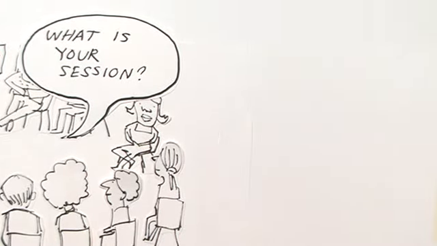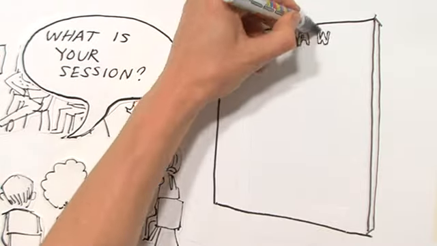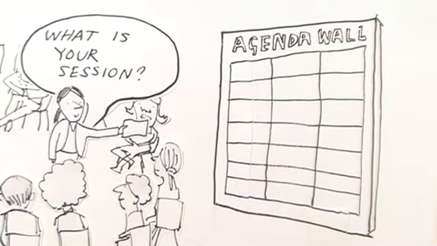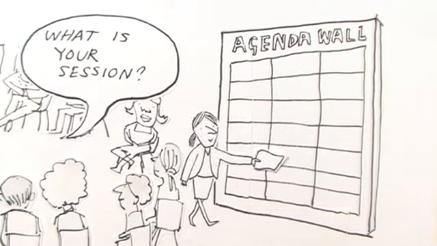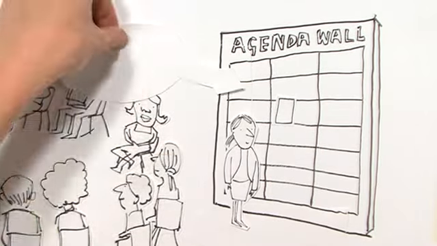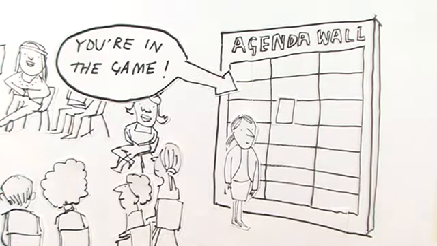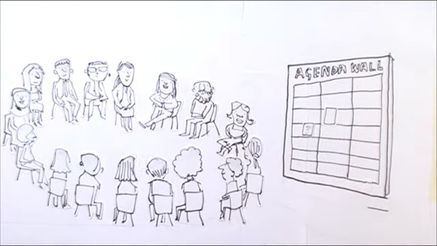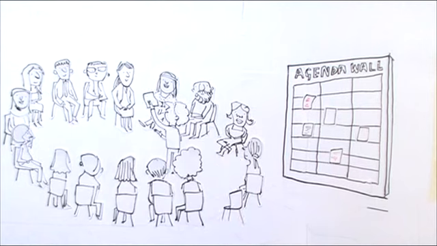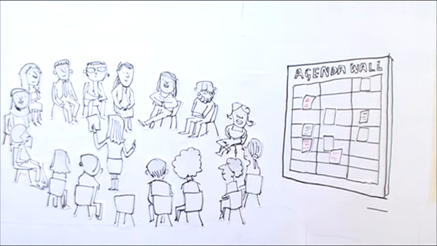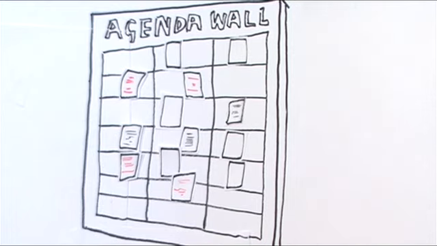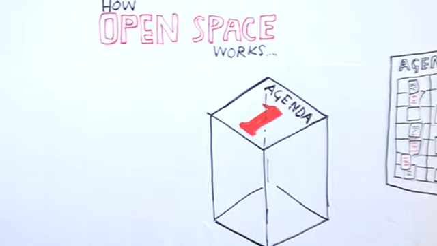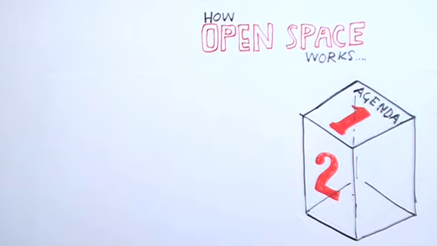Once you've done that, take the bit of paper onto the agenda wall that you can see over there and go and put it in one of the slots that are available. That essentially schedules your session, so you're in the game. Come back into the circle, and if you want to raise another issue as part of the agenda creation, then carry on. But essentially we run this process until we run out of ideas.